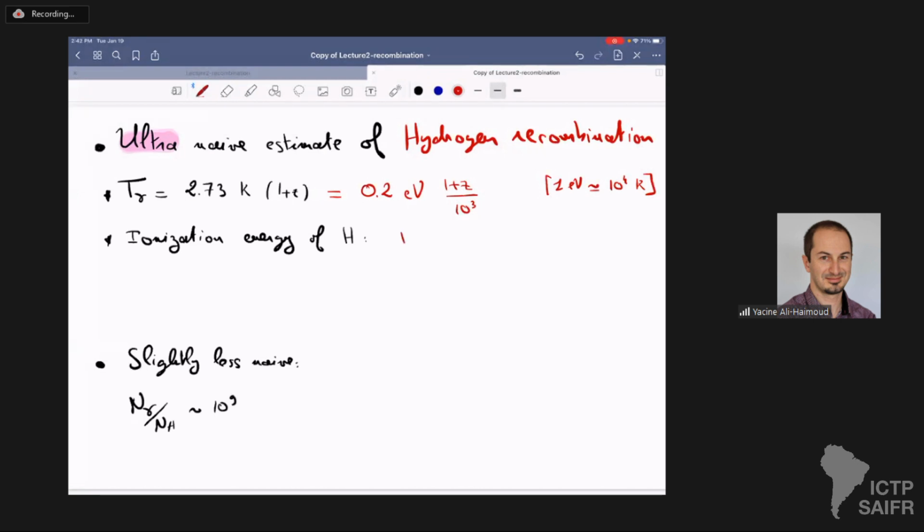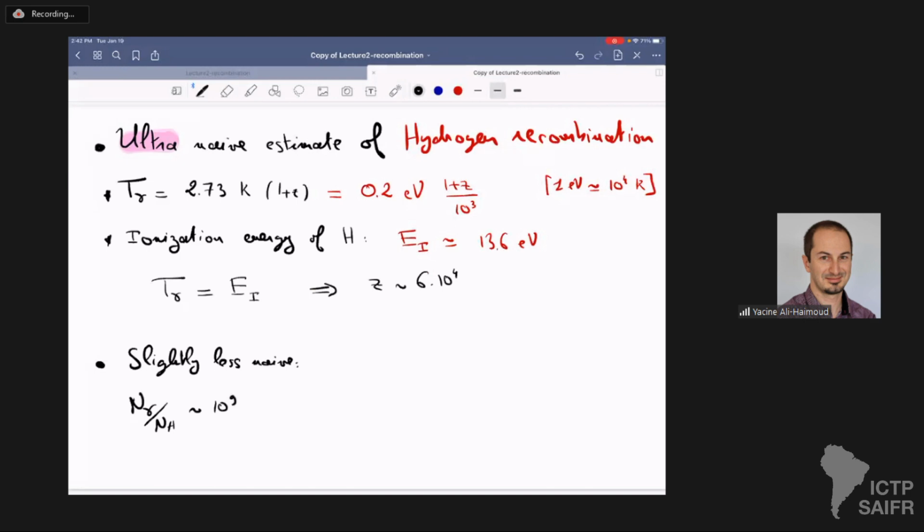In contrast, the ionization energy of hydrogen is 13.6 electron volts. So, a very, very ultra naive estimate: if I ask, when is the temperature of the photons equal to the ionization energy? This would imply z approximately 60,000. This is much, much higher than the actual recombination redshift. So this is very, very naive.